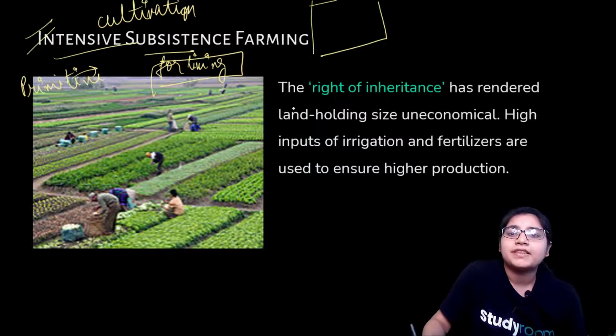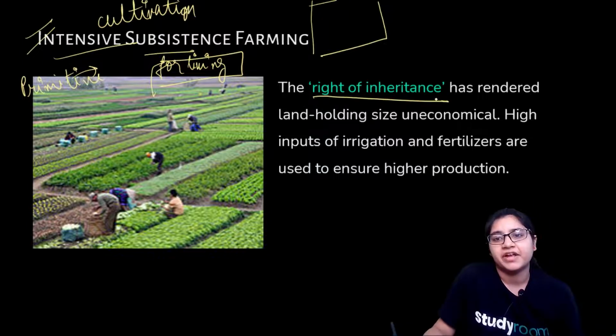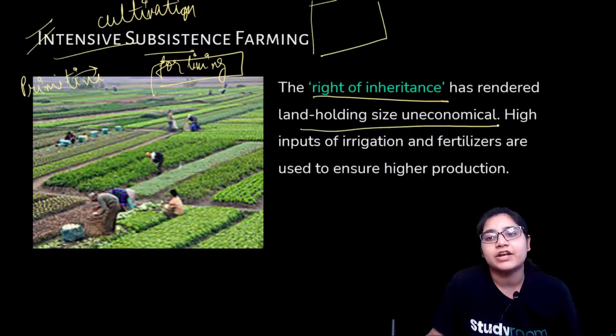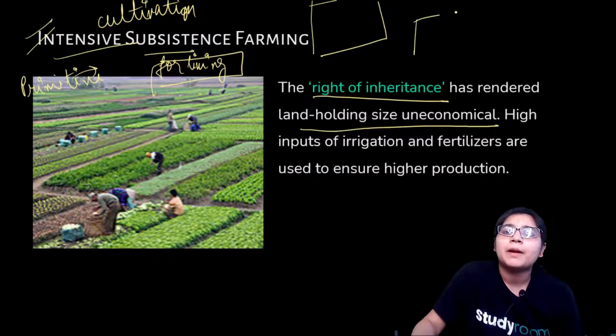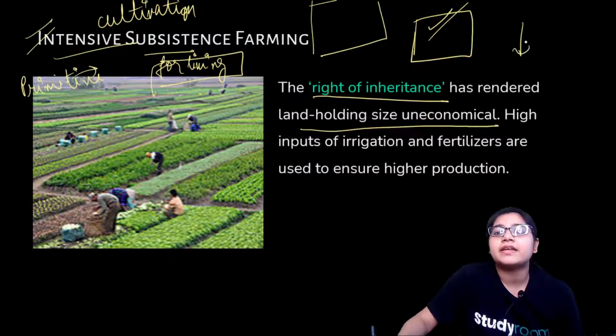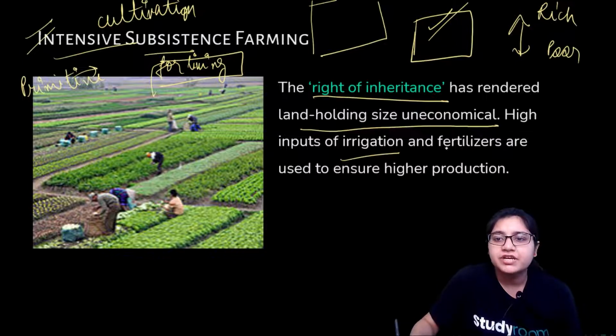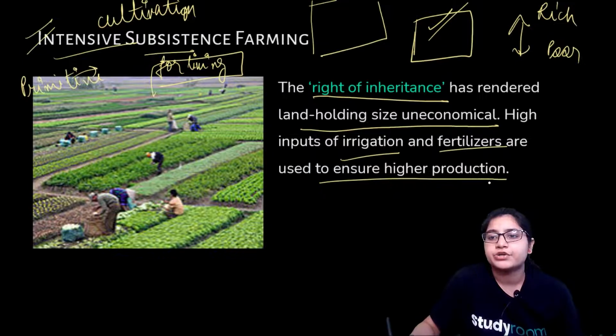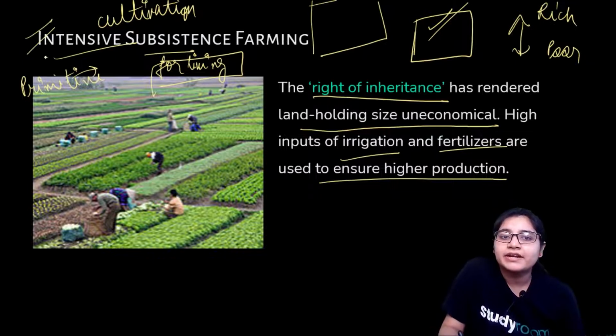But the major problem is the right of inheritance. So the right of inheritance has rendered landholding size uneconomical. So big people are keeping big chunks of land, right? So this is creating a problem. There is an increase in wide disparity between rich and poor. High inputs of irrigation and fertilizers are used to ensure higher production, and this can only be done when we have seen that in primitive they only use natural stuff, right?